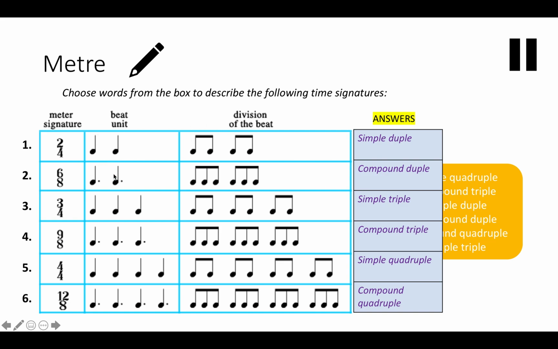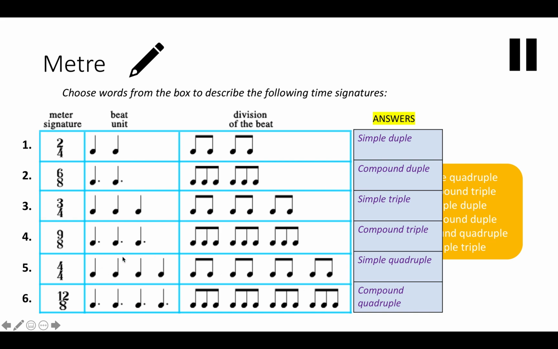This one, there's still 2 beats, so it's still going to be duple, but this time there are 3 subdivisions, so it's called compound time. 3 beats per bar, so it's going to be triple, but they're only divided into 2, so it's simple. 3 beats per bar, so again it's triple, but they're divided into 3, so it's compound.